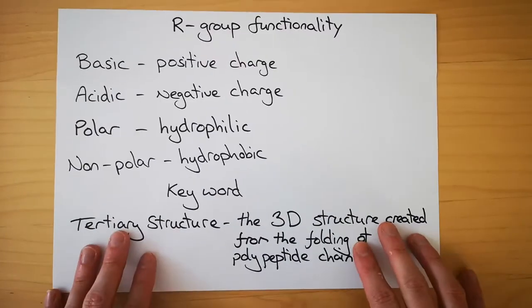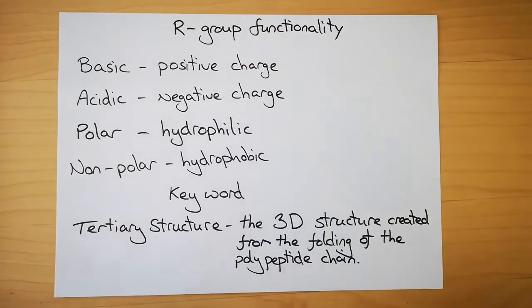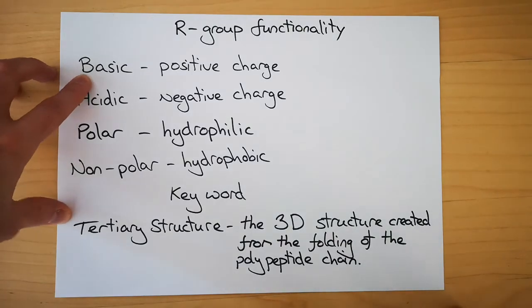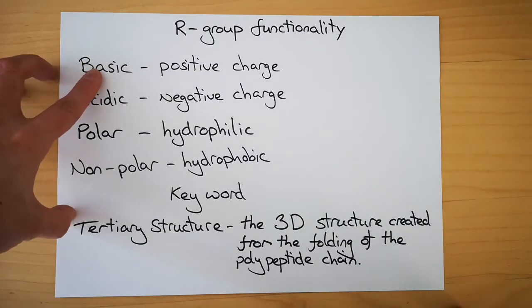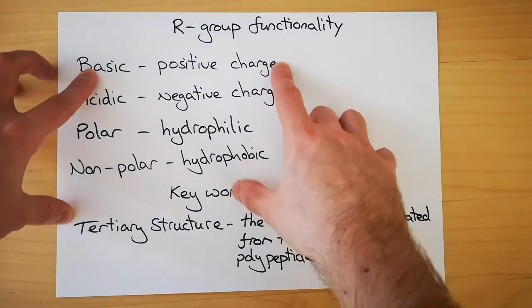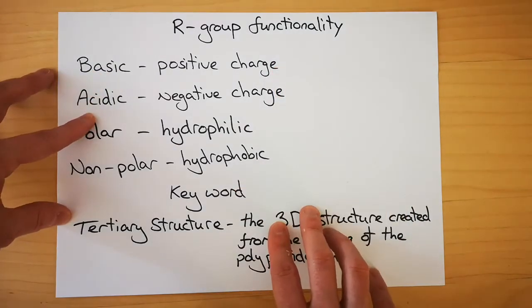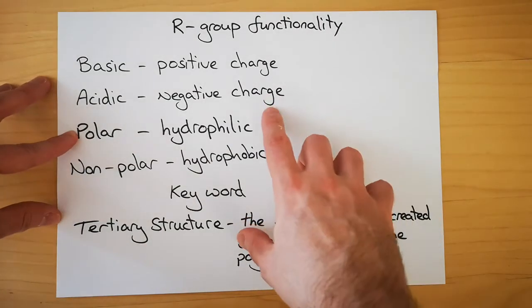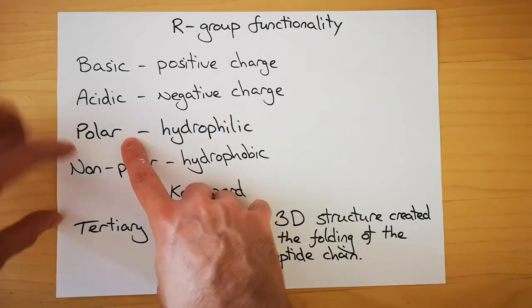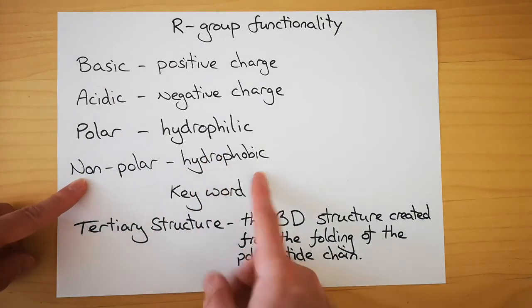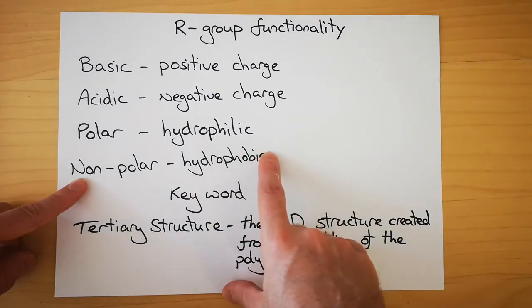Okay, so this is really just our note for the R group and the functional bits that we'll find there. So our basic amino acids, which is a bit weird to say, but they will create a basic environment when they are placed into it. They have a positive charge. Acidic amino acids have a negative charge. Some of those R groups will be hydrophilic because they're polar. The example that we used with alanine was actually a non-polar R group that would be hydrophobic.